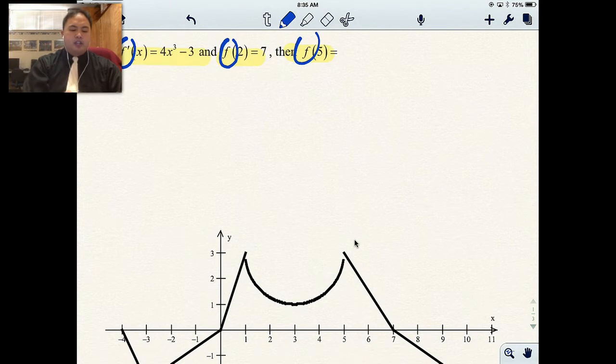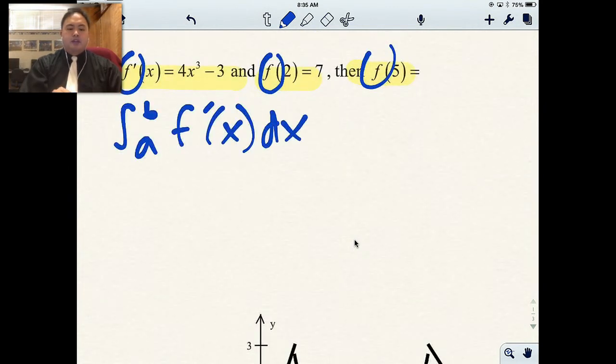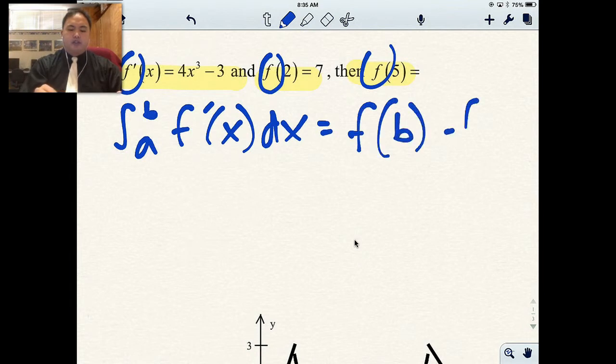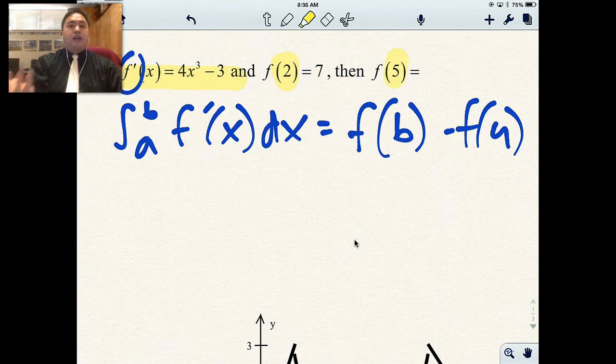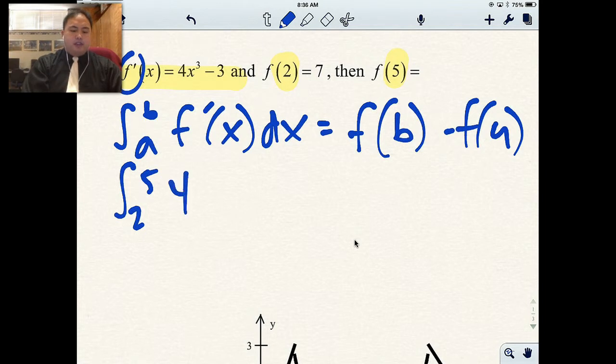So I'm going to start with the formula for the first fundamental theorem of calculus, which is the integral from a to b of f prime of x dx is equal to f of b minus f of a. Now, just like most of the stuff that we do in math, we're going to plug in what they gave us. A and b are always going to be the numbers that they give you, the x values. In this case, it's 2 and 5. So I'm going to put 2 to 5. F prime they gave us, which is 4x to the third minus 3 dx.